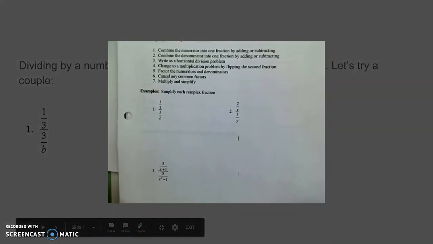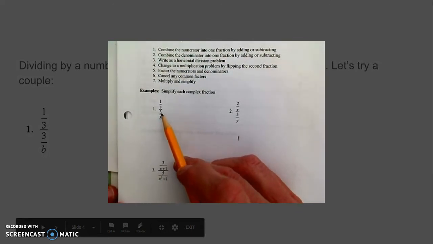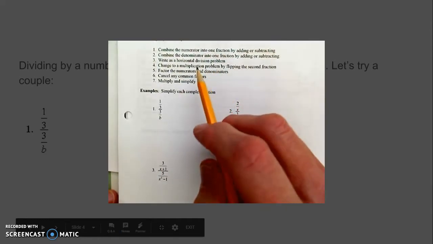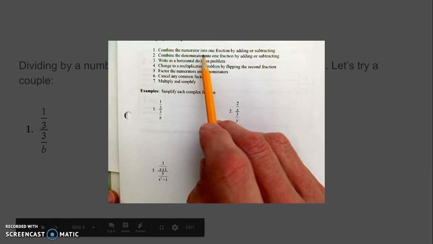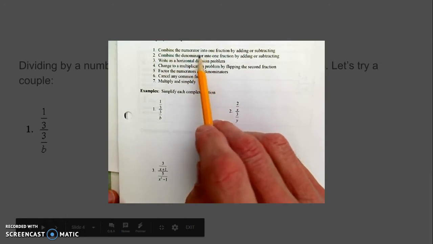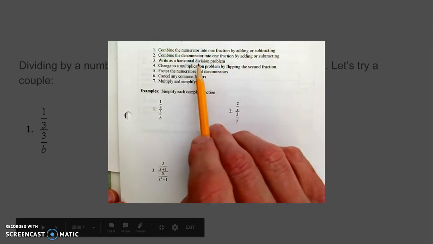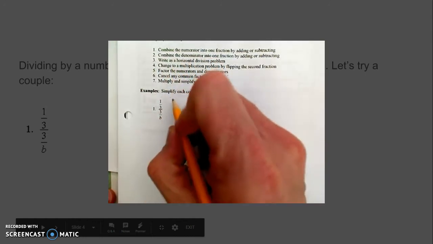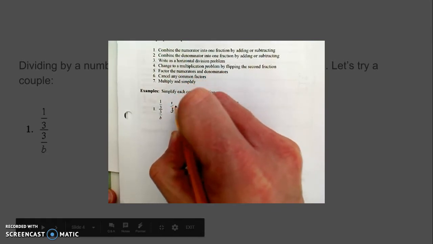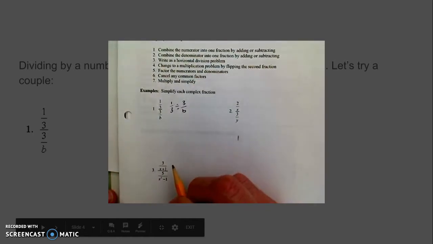So our first example is this fraction, 1/3 over 3 over b. And so the first thing that we're going to do with this is we take a look down our set of steps. If there are any addition or subtraction of fractions in the numerator and denominator, combine those. Right now we don't have that. So our third step, write as a horizontal division problem. So we're going to rewrite this as 1/3 divided by 3 over b.